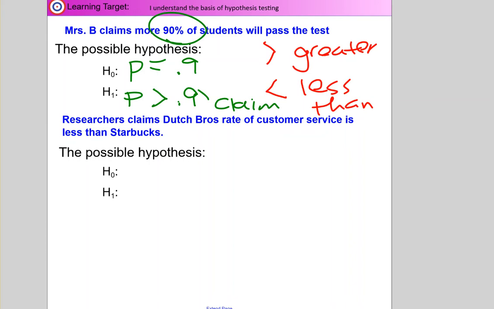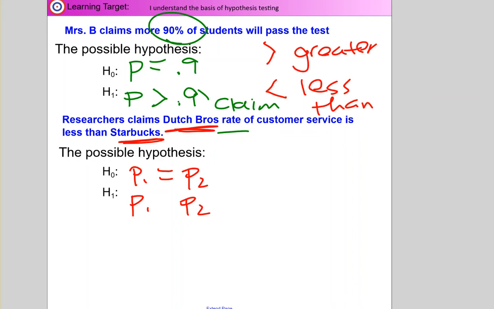All right, researchers claim Dutch Bros' rate of customer service is better than Starbucks. So we're doing a rate of customer service, so a rate would be like a percent or proportion. And I'm comparing two populations to each other, right? Dutch Bros versus Starbucks. So I can make Dutch Bros P1 and Starbucks P2. Now remember, null hypothesis is always equality. So P1 equals P2, that their rate of customer service is equal.